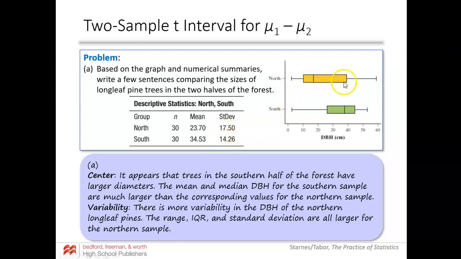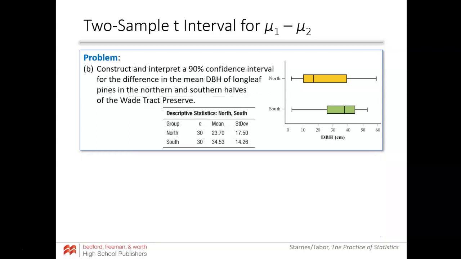And also, if you just look at the overall range, it's larger in the northern group. That kind of goes hand in hand, so that makes sense. And if you look at the length of the box, it's larger in the northern group. So all of the measures of variability that we use are larger in the northern part of the forest. All right, that was a blast from the past, wasn't it?